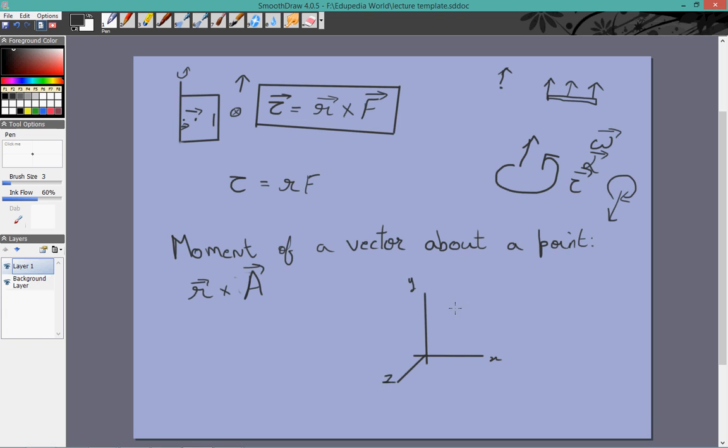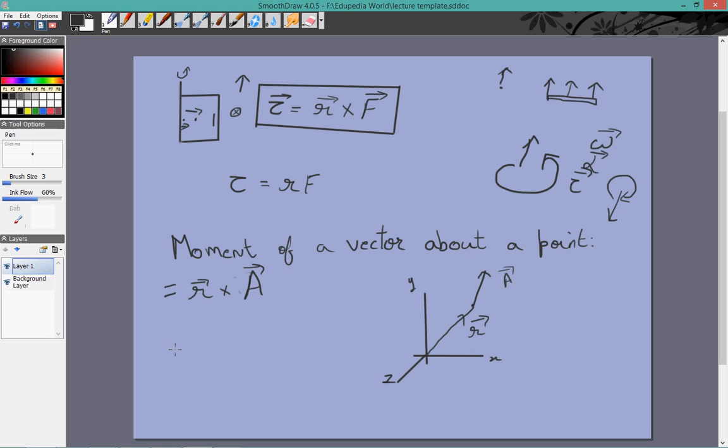This is a vector, let's say a vector A. So we take its starting point and we take the position vector of that, r, and we define the moment of the vector as r cross A. So we see that the moment of a vector does not only depend on the vector but on our choice of coordinates as well.